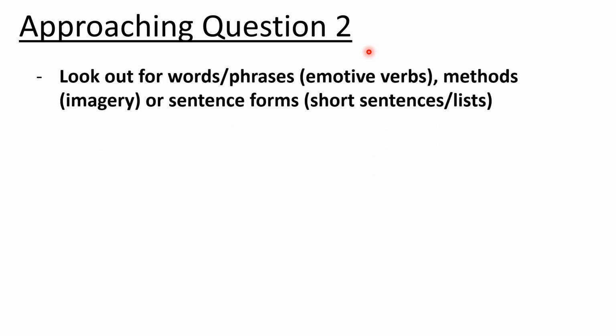So when you are looking at the fiction extract, you want to look out for words and phrases, such as like emotive verbs or adjectives, methods, imagery, simile, personification, or different sentence forms like short sentences and lists. Don't worry too much about sentence forms. I will be teaching you about that a little bit later in this unit.